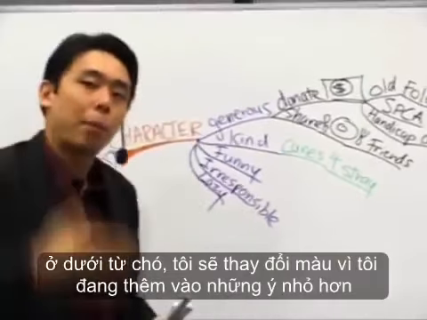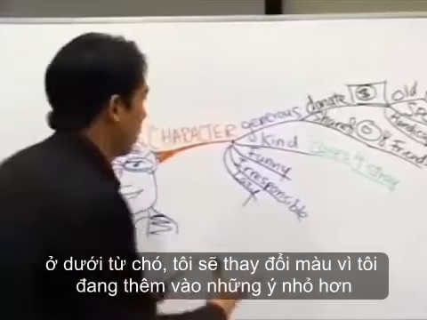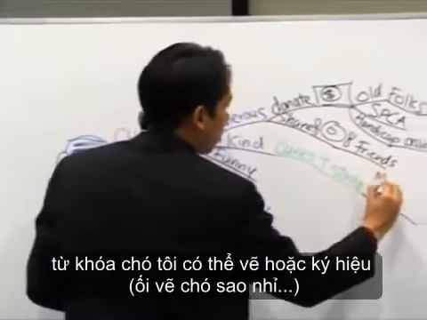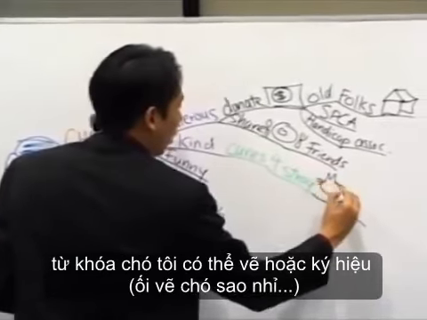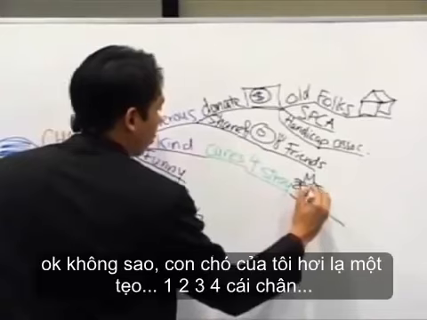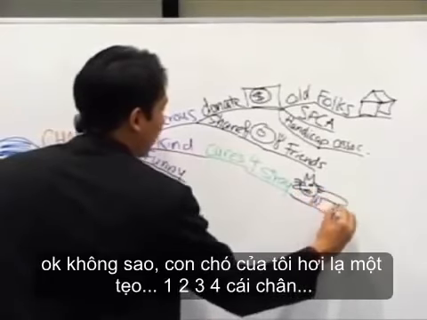So, under dogs, I could change color because I'm branching to a more detailed point. So, sometimes by branching to a more detailed point, you may want to change color. So, dog. Instead of writing the word dog again, if I can, I draw a picture because it's more outstanding. Oops, how do you draw a dog? Okay, sorry, my dog looks a bit strange. 1, 2, 3, 4, okay?